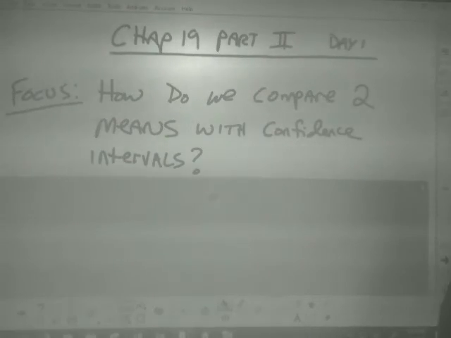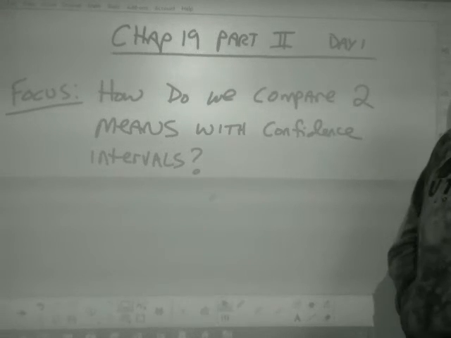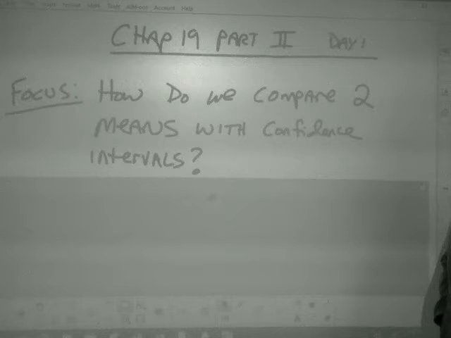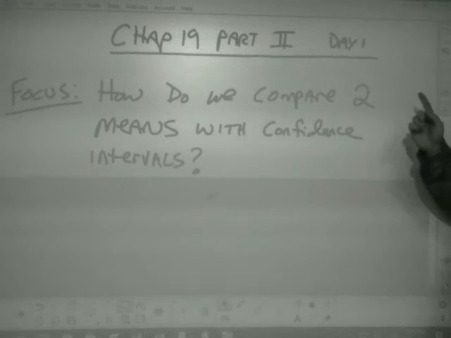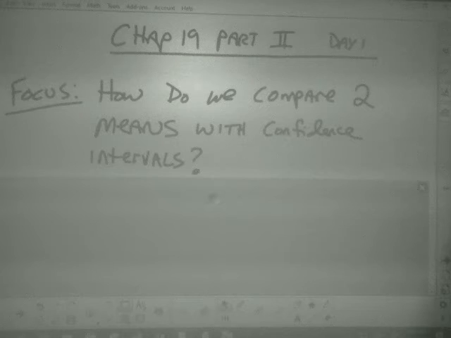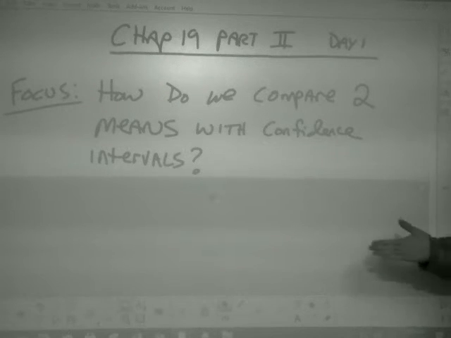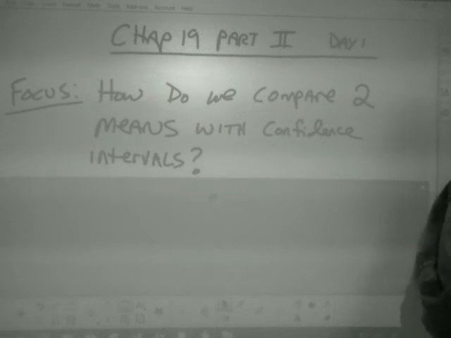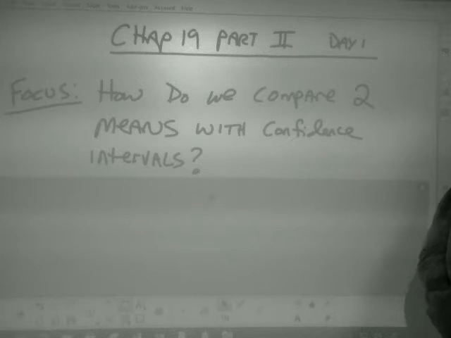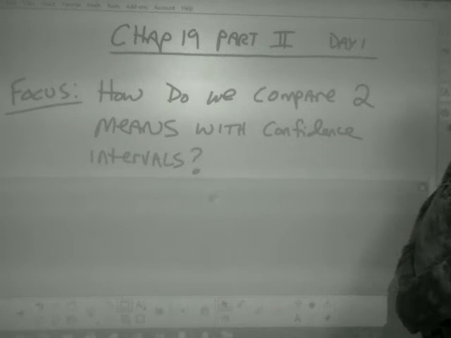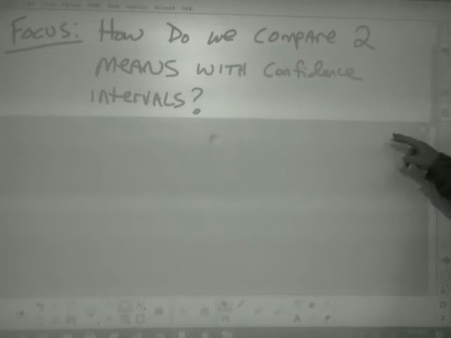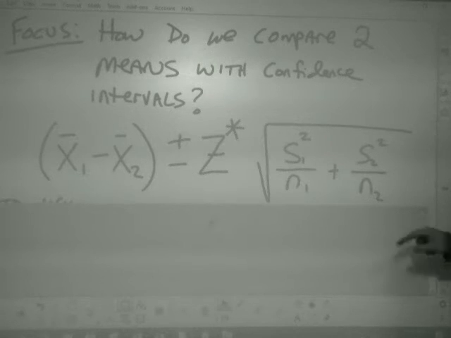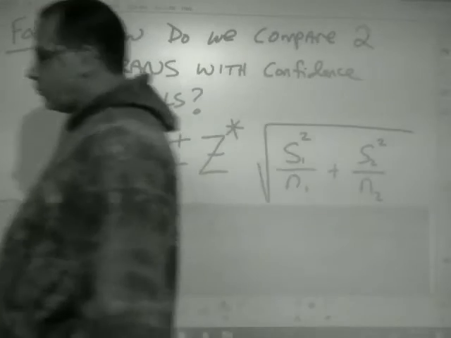Okay, chapter 19 has a few different parts in it. So we're going to take a look at what I call part 2, and this is day 1 of part 2. And what we're looking at is how do we compare two means with a confidence interval. The last piece that we did, chapter 19, the first part, day 1, was how do we compare two proportions. Now we're looking at comparing two means. How do we find the difference in two means? So it's going to be similar to the proportions, but with two means. So our formula deals with the means.